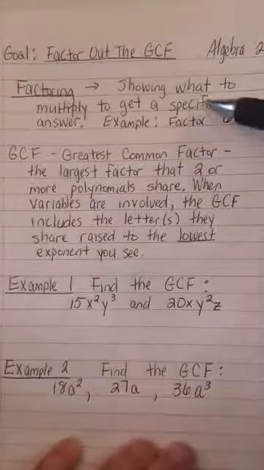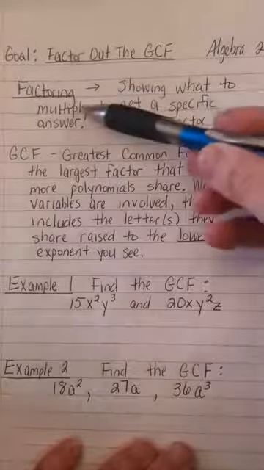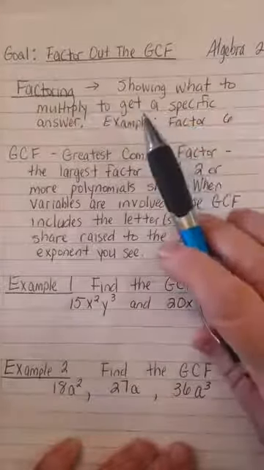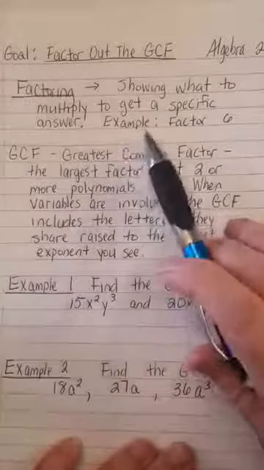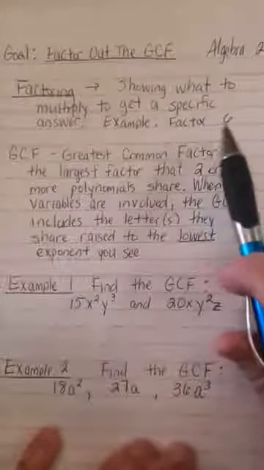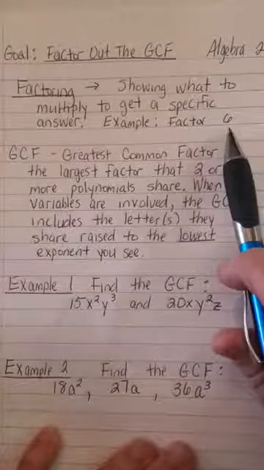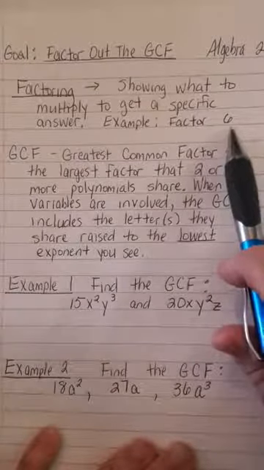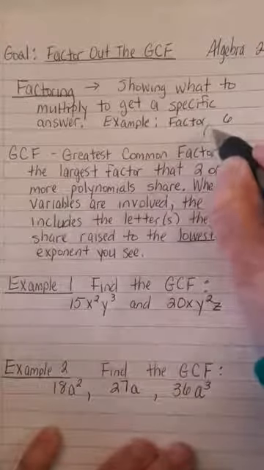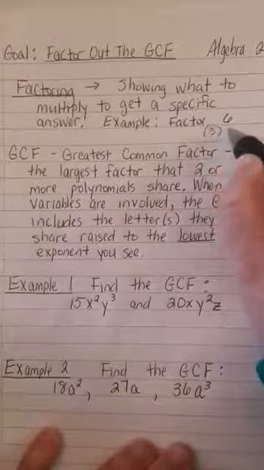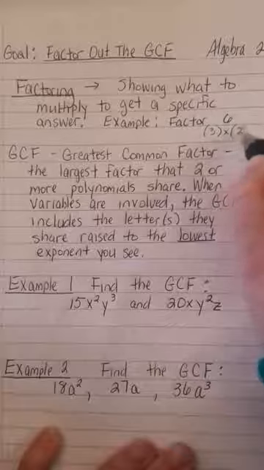So it says factoring. What factoring is really showing is what to multiply to get a specific answer. For example, if I told you to factor 6, that means just show me what you multiply together to get 6. So factoring 6 would be like saying 3 times 2.